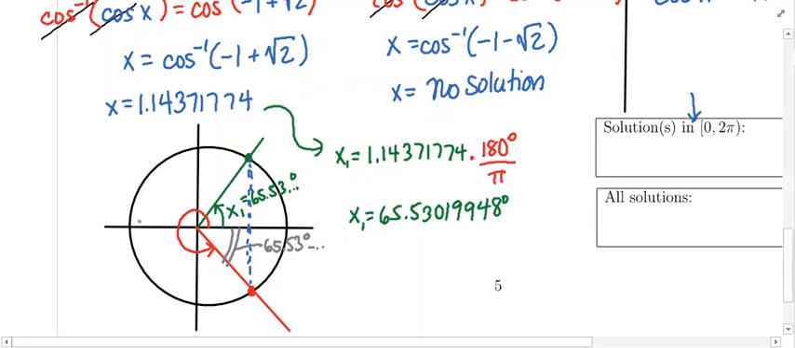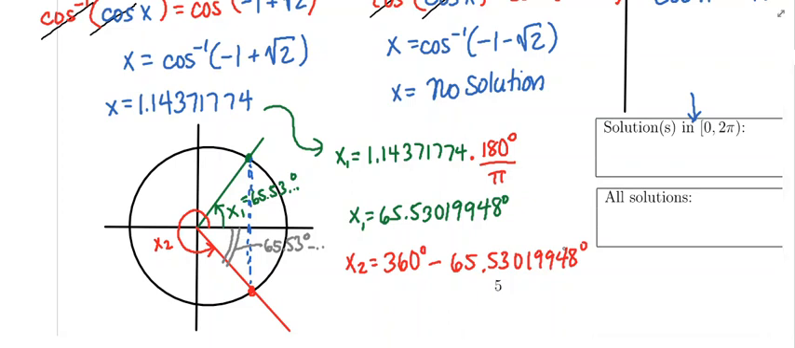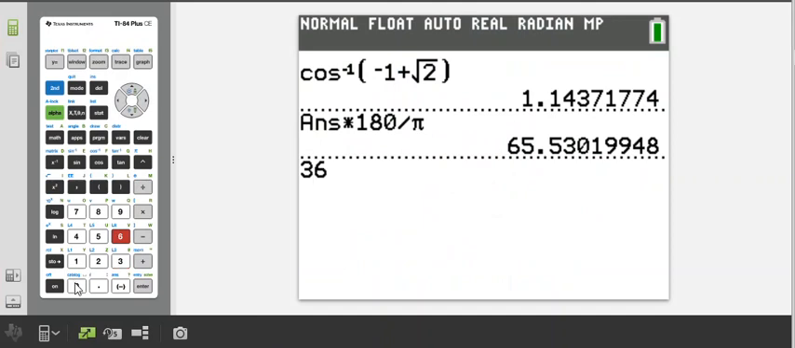The way we can get x2, which is this red angle, is to take one revolution, which is 360 degrees, and subtract out the 65.53 and so on. That's going to give us the other angle that has the same cosine, so it will also be a solution to the original equation. Let's see what we get if we take 360 degrees and subtract out the other angle.